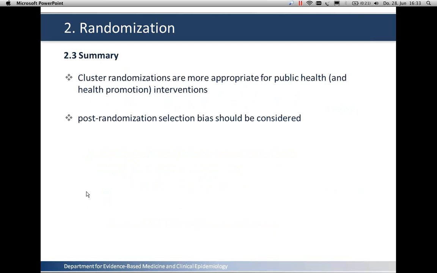Okay, to sum up randomization, the first thing I think is clear. This means that cluster randomization is more appropriate for public health than individual randomization. And there are post-randomization selection biases which should be considered.